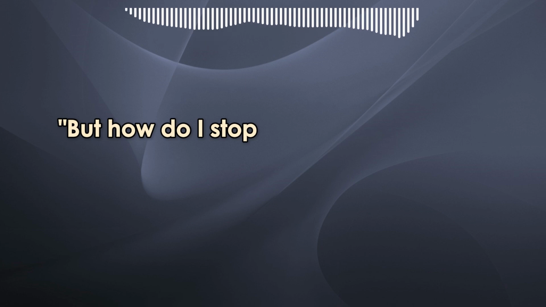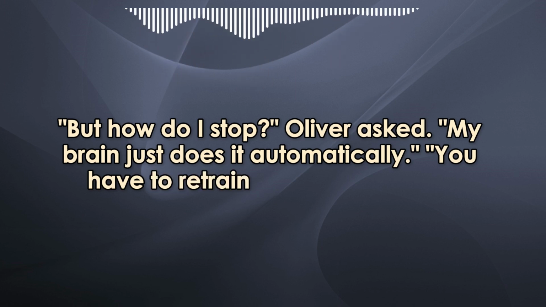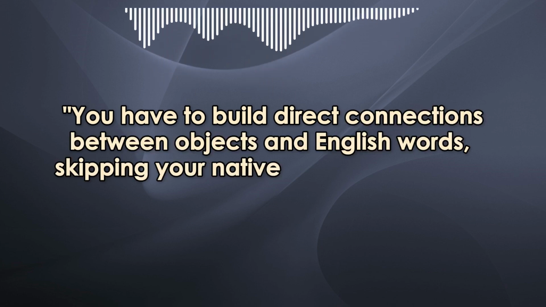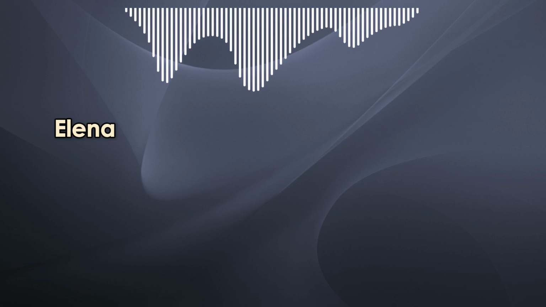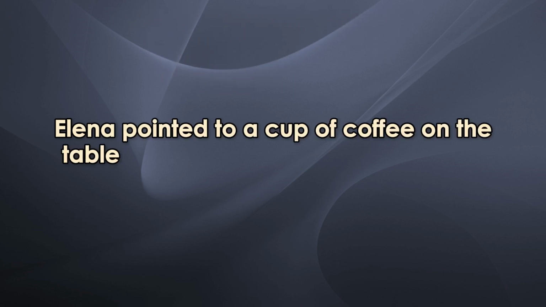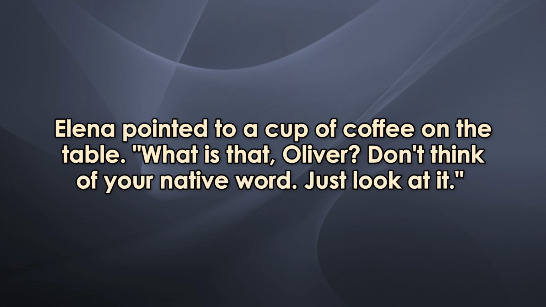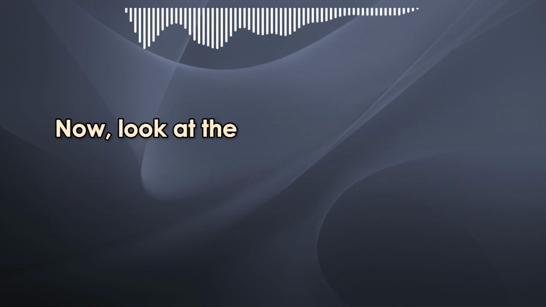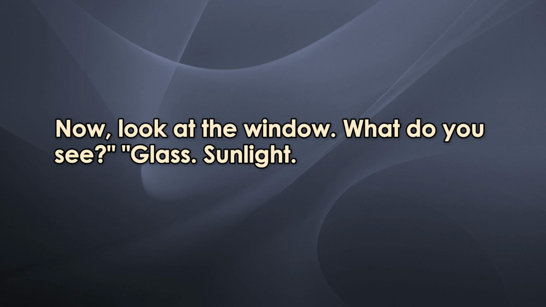"But how do I stop?" Oliver asked. "My brain just does it automatically." "You have to retrain your brain," Elena replied. "You have to build direct connections between objects and English words, skipping your native language entirely. Let's try some mental muscle exercises." Elena pointed to a cup of coffee on the table. "What is that, Oliver? Don't think of your native word. Just look at it." "A cup of coffee," Oliver said. "Good. Now look at the window. What do you see?" "Glass, sunlight, trees."